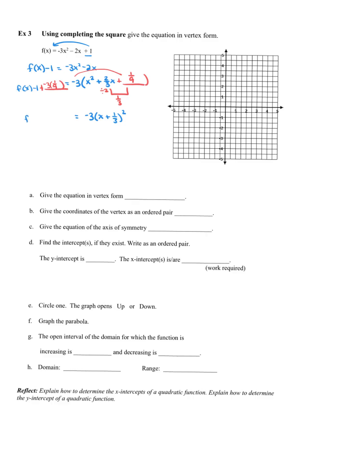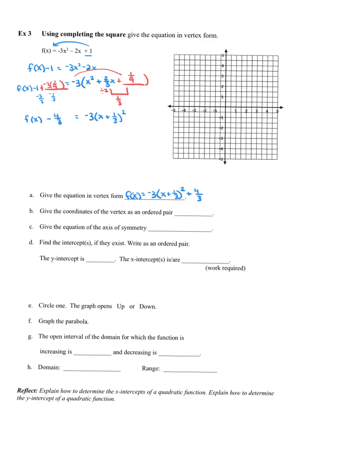And the left side would simplify to f of x, and that would be -3 times 1/9 is -3/9, -1/3. And then -1 is the same thing as -3/3. So f of x minus 4/3 equals -3 times x plus 1/3 squared. So f of x equals -3 times x plus 1/3 squared, and then plus 4/3.